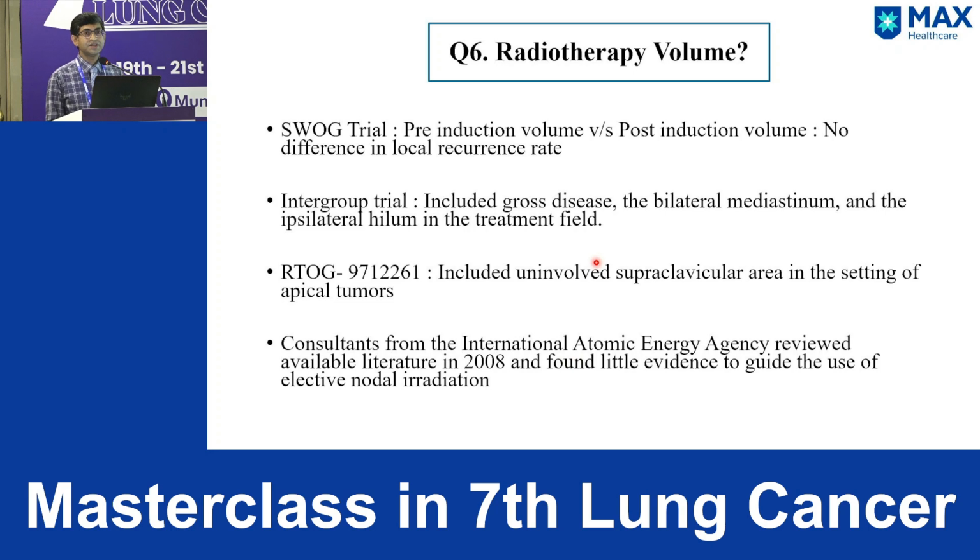Now the next question: how much should the radiation volume be? Multiple trials have tried to understand whether the pre-chemotherapy volume or the post-chemotherapy residual volume is adequate to treat. The SWOG trial compared pre-induction volume versus post-induction volume. There was no difference in local recurrence rate. The intergroup trial included the gross disease, the bilateral mediastinum and ipsilateral hilum in the treatment field, and the RTOG trial has recommended including the uninvolved supraclavicular area if the tumor is located in the apical region.